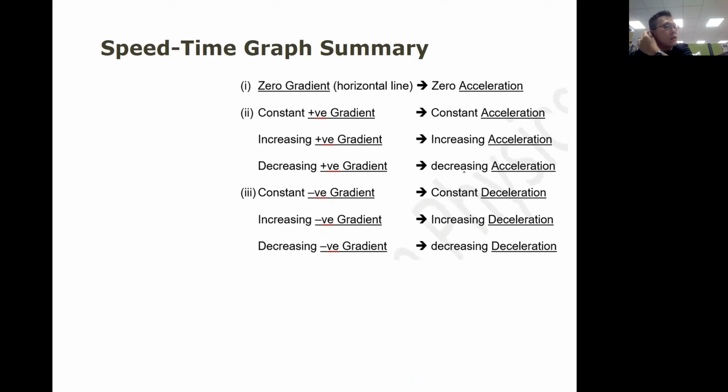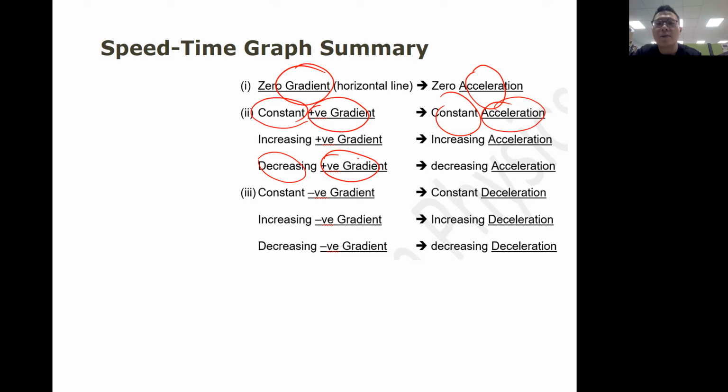So in summary, if you're describing a speed time graph, how do you find the acceleration of a speed time graph? It is from the gradient. If your speed time graph has a positive gradient, it means it has acceleration. Constant positive gradient means constant acceleration. If I have a decreasing positive gradient, it means it will have a decreasing acceleration. Likewise, if the gradient is negative, it means it's a deceleration. So if we talk about describing the graph, there is a technique that we always use, which is looking at the gradient of the graph.